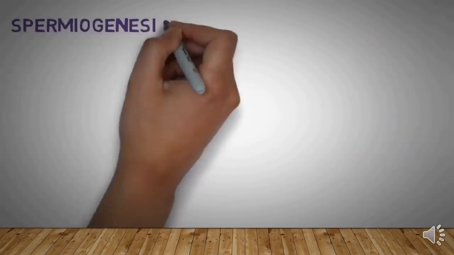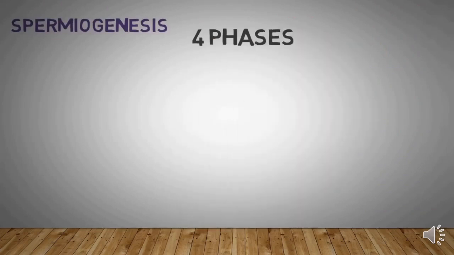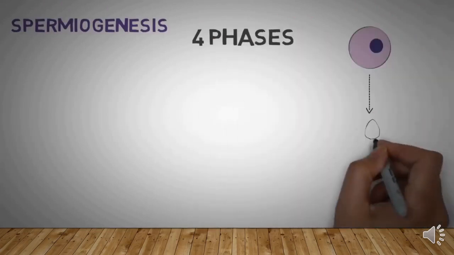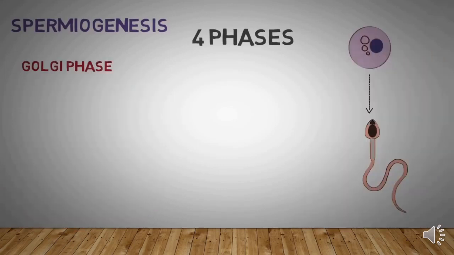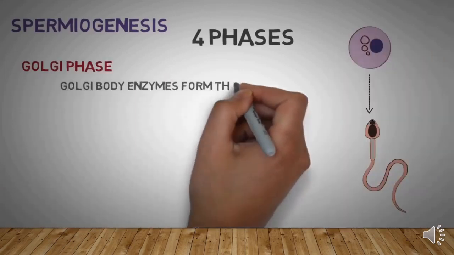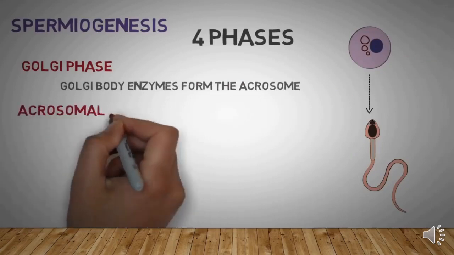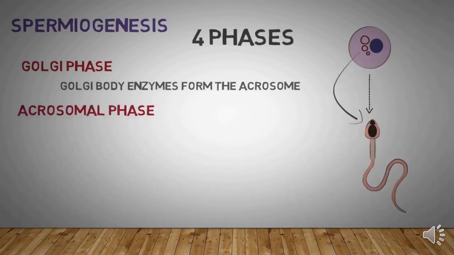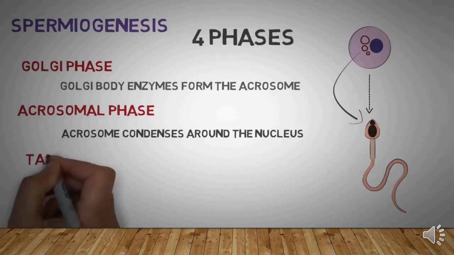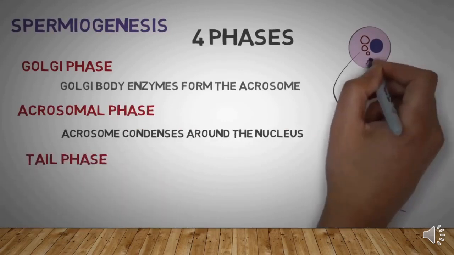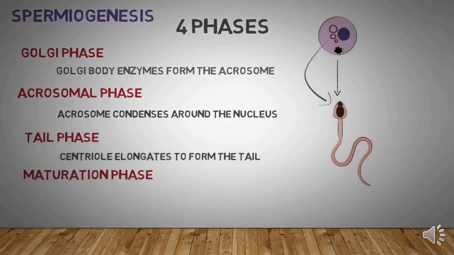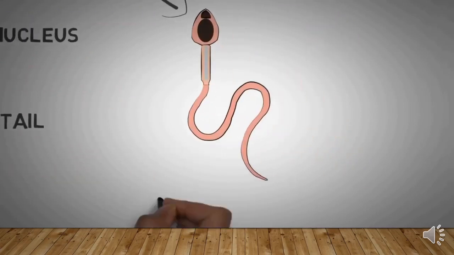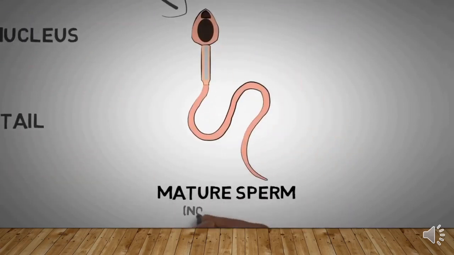The process of spermiogenesis is basically divided into 4 phases, which converts an immature sperm into a mature sperm. The first is the Golgi phase, where the Golgi body present in the spermatid forms the enzymes of the acrosome. The second is the acrosomal phase, where the formed acrosome condenses around the nucleus to form the cap. The third is the tail phase, where the centriole present in the spermatid forms the tail of the sperm. And the last is the maturation phase, where the spermatid loses the excess cytoplasm and forms the mature sperm.